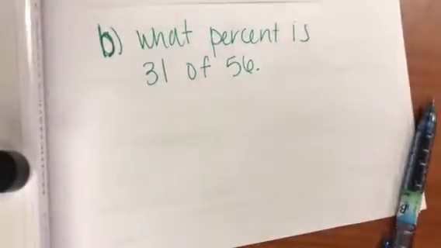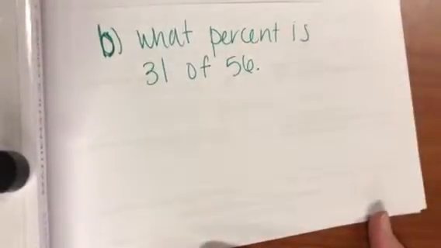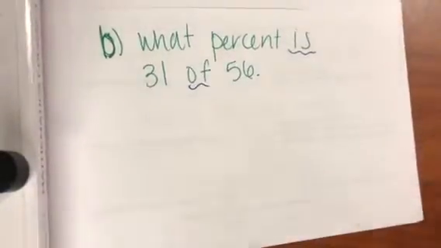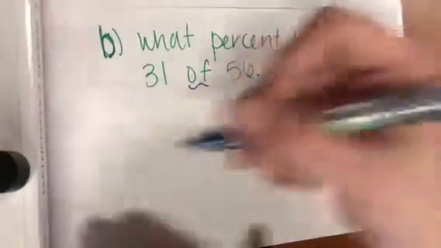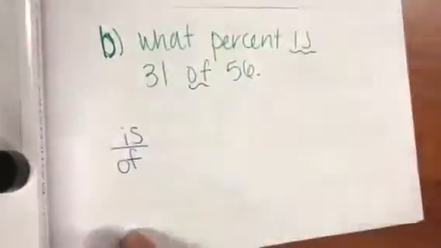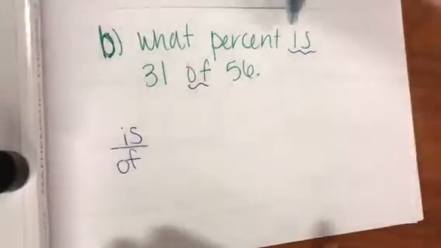It says, what percent is 31 of 56? We specifically have is and of here. These are kind of key indicators, guys. When you see these, is kind of means the part. Of means the whole. So if you know that key, is the part, of is the whole, you already know where to place your values. 31 goes on top, because it's right after is.